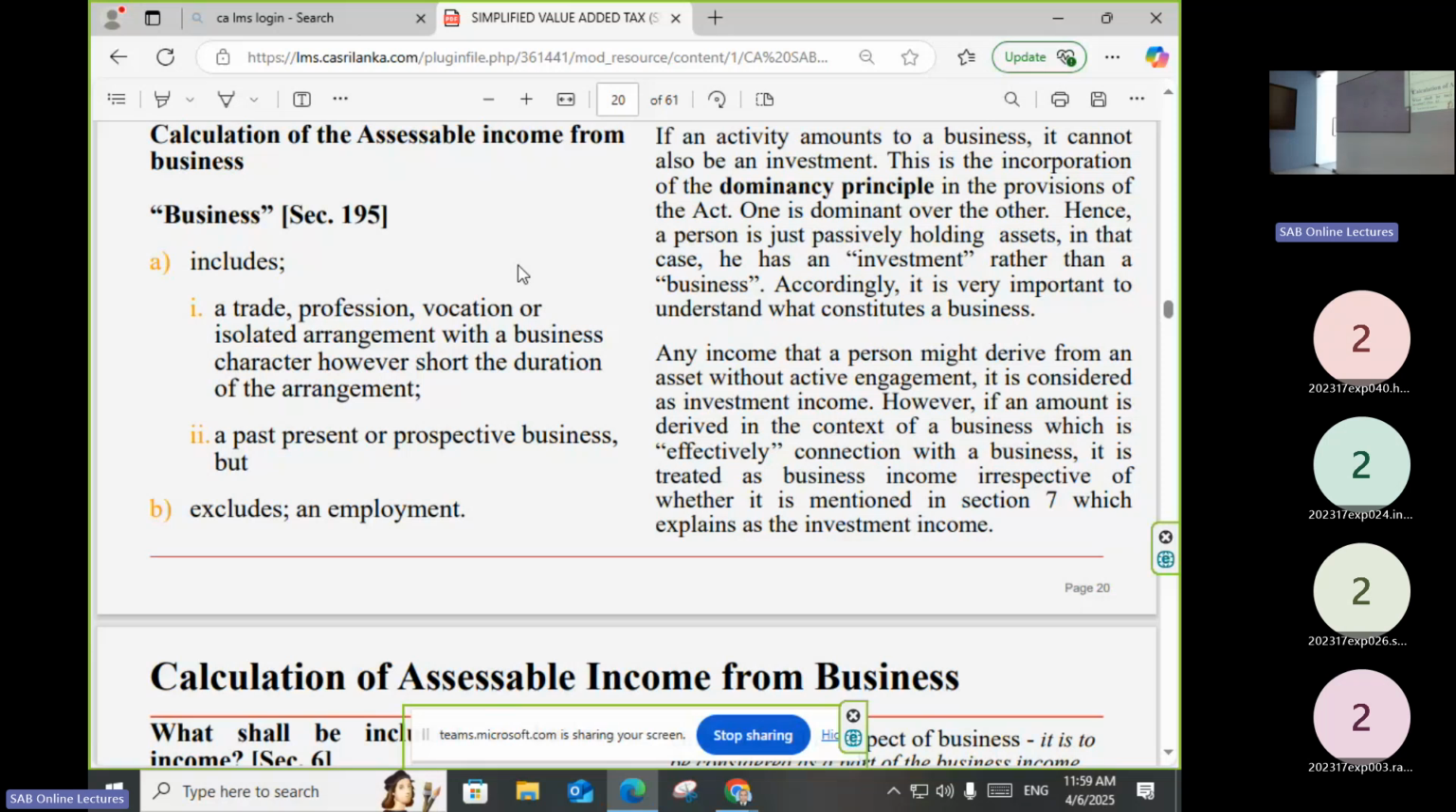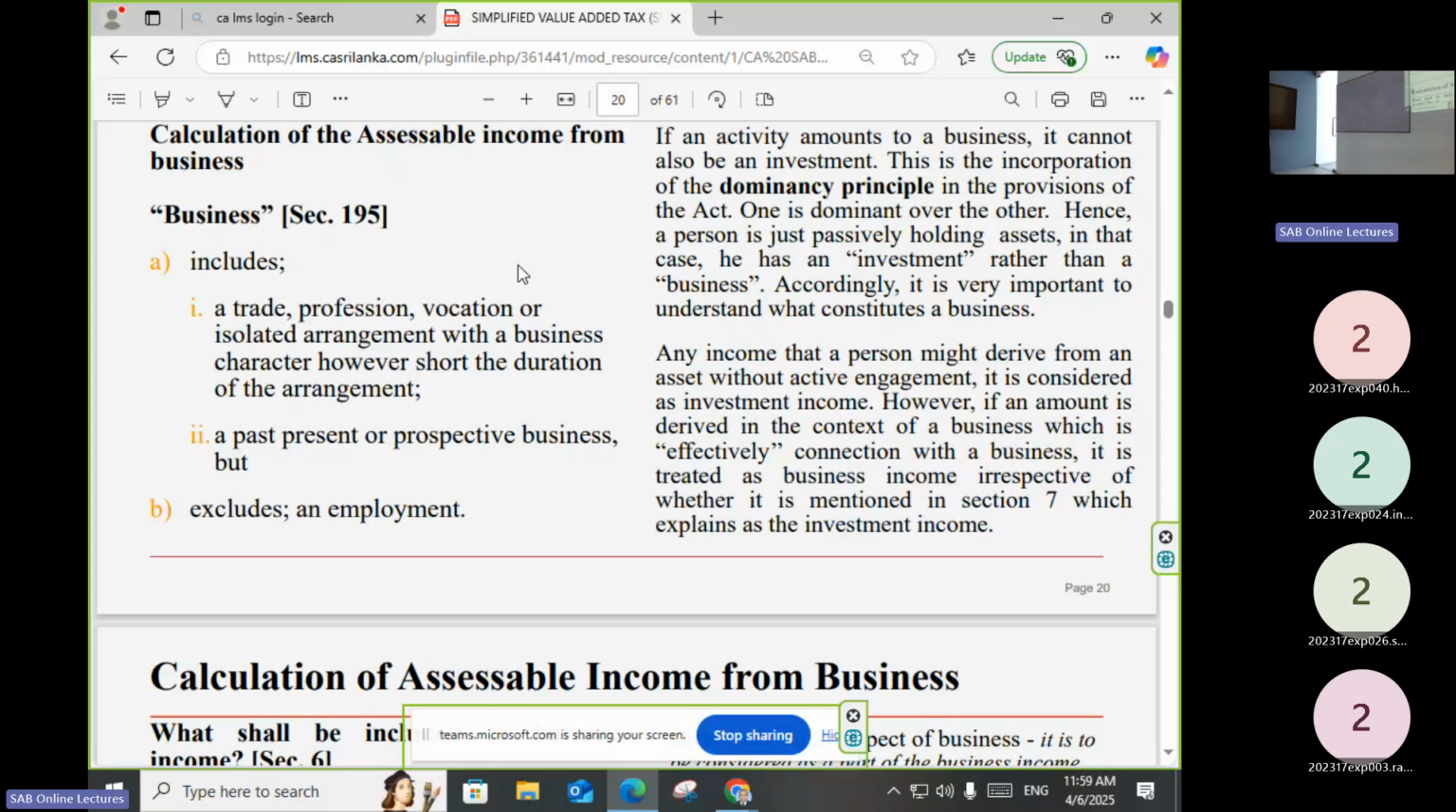Whether he has some sort of technical education background or experience. Training, whatever it is, then he can earn money. So that comes under vocational income, which is part of business income. Now you can understand what business is. Business means trade, profession or vocation. Now profession or vocation also come under the business income.